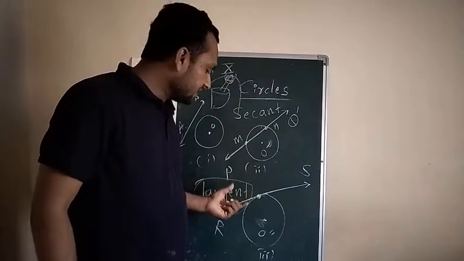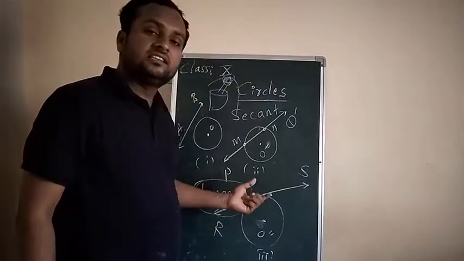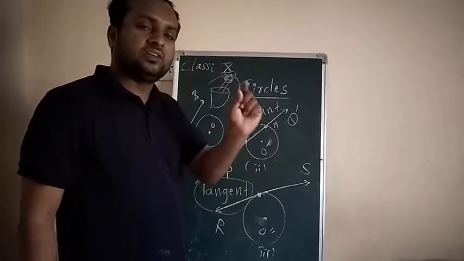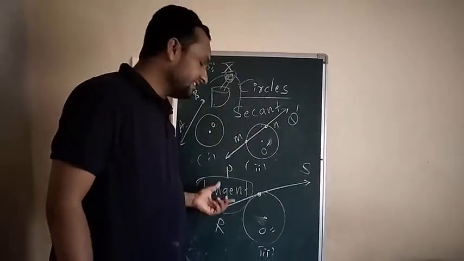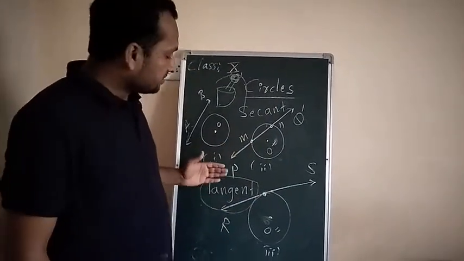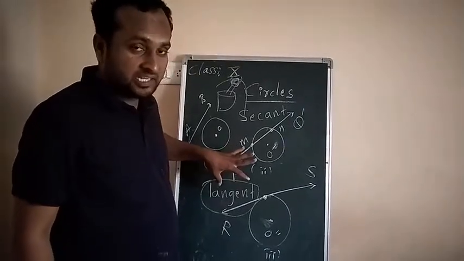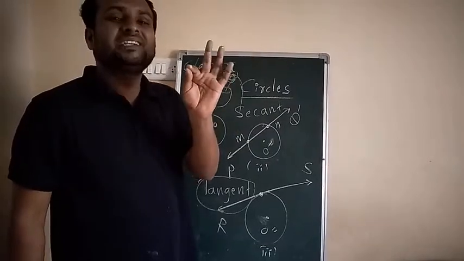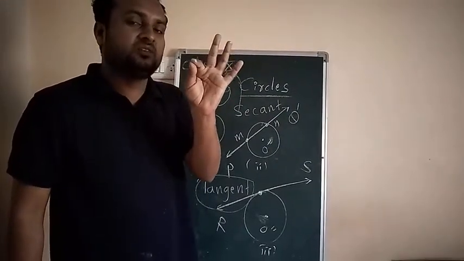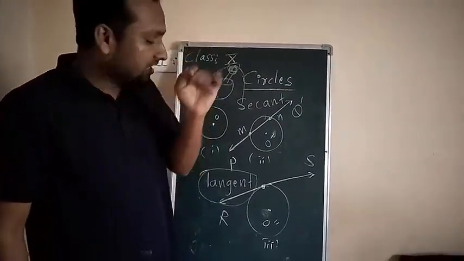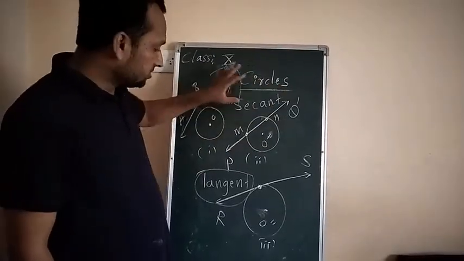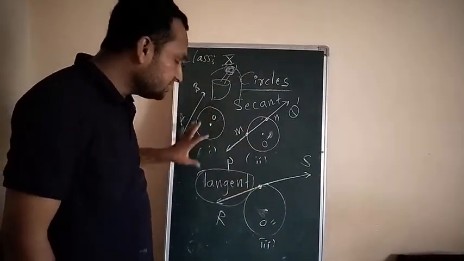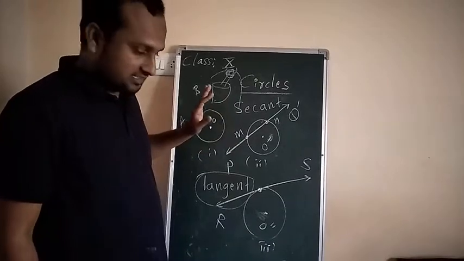Now remember what the tangent is: a line segment touching the circle at only one point is called the tangent. Clear? Now what is the meaning of tangent? This is a Latin word. Tangent means to touch. You have to touch only at one point. I hope you understood this. What is the relation between these three circles and the line segment?